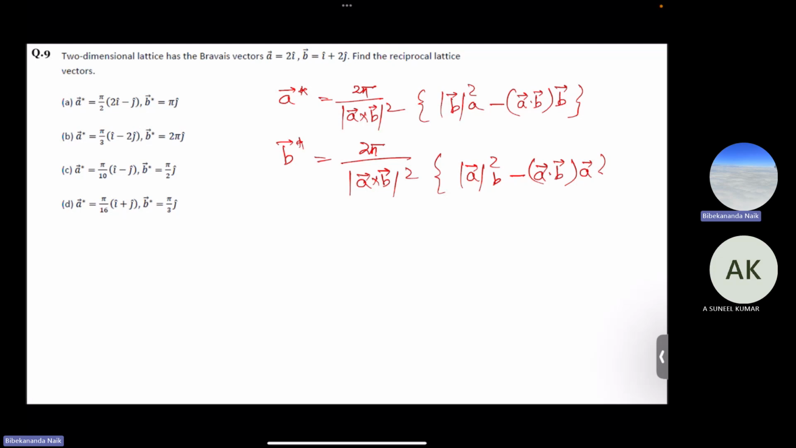Since this is a magnitude, it will remain the same. Here in case of a star vector, it was b mod square a; here it is a mod square b, and there it was a dot b into b, here it is b dot a into a. And a dot b and b dot a are both equal since it is a dot product. So these will be the two formulas. Now if you put in the values, you can calculate. I will give a few minutes to try this question, and then I will discuss the correct answer.